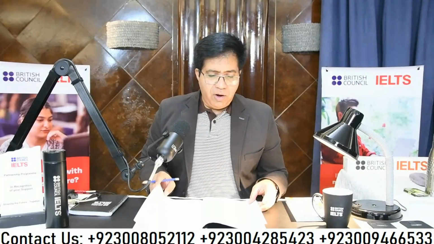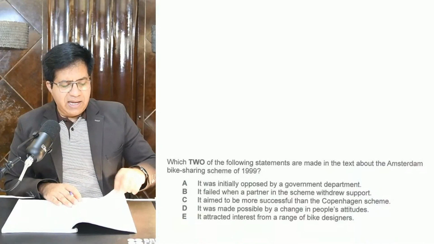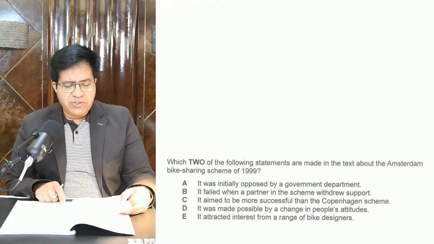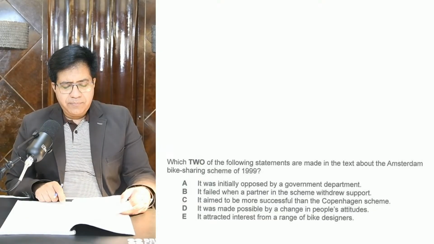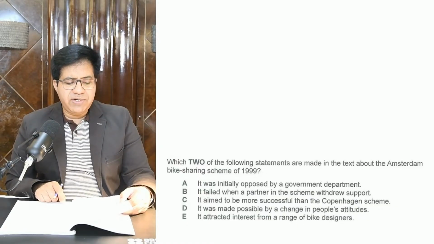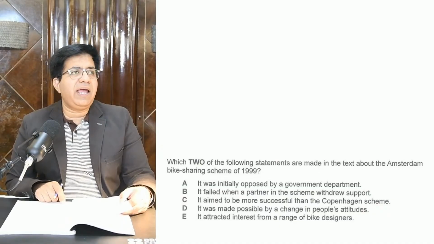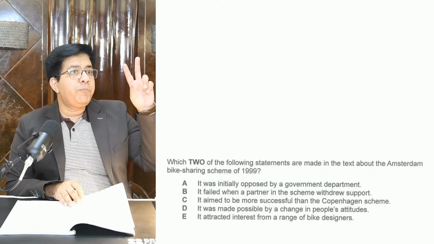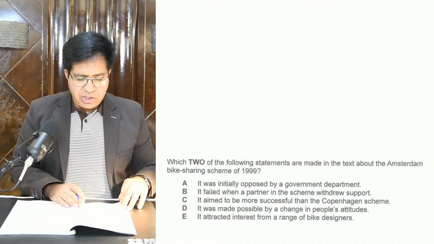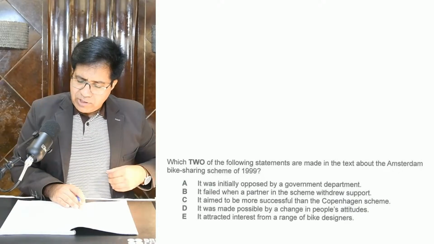Okay, now let's go on, and we are going to solve multiple choice questions. Questions 19 and 20. Which two of the following statements are made? Underline 2 statements made in the text about the Amsterdam bike sharing scheme of 1999. What's the clue word? Amsterdam bike sharing scheme of 1999. And what are we looking for? 2 points. So please come back. Amsterdam bike sharing scheme, and we need to find 2 points about that.